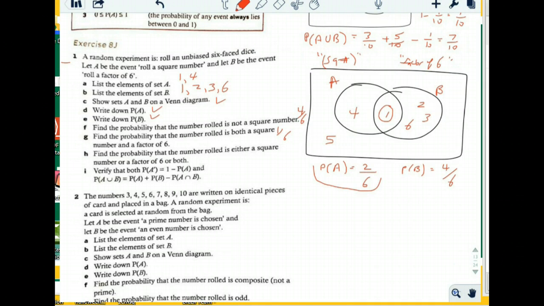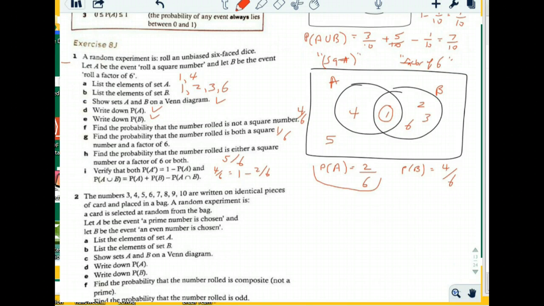Find the probability that the number rolled is either a square number or a factor of 6 or both. That would be the probability of A union B, right? So that would be everything except for the 5. So that would be 5/6. Verify that the probability of the complement of A is equal to 1 minus the probability of A, and the probability of A union B is equal to the probability of A plus the probability of B minus the probability of A intersection B. So the complement of A would be 4/6, which is equal to 1 minus the probability of A, which is 2/6.